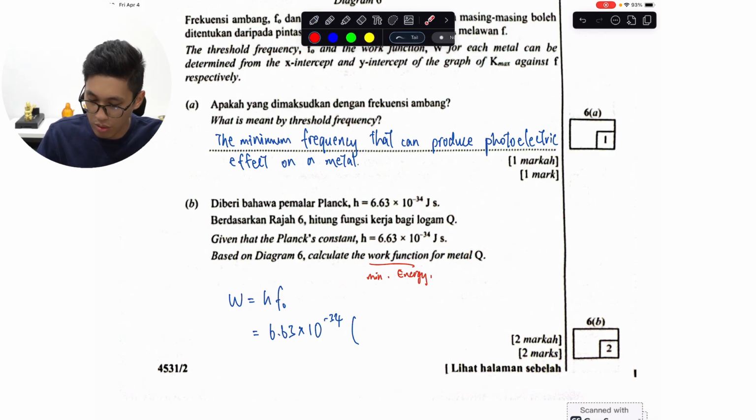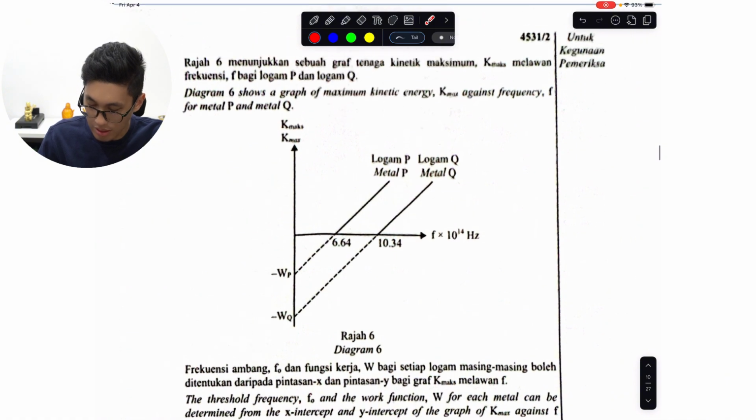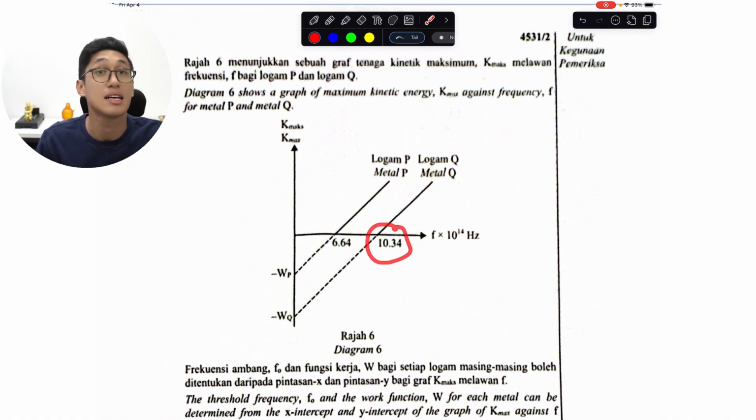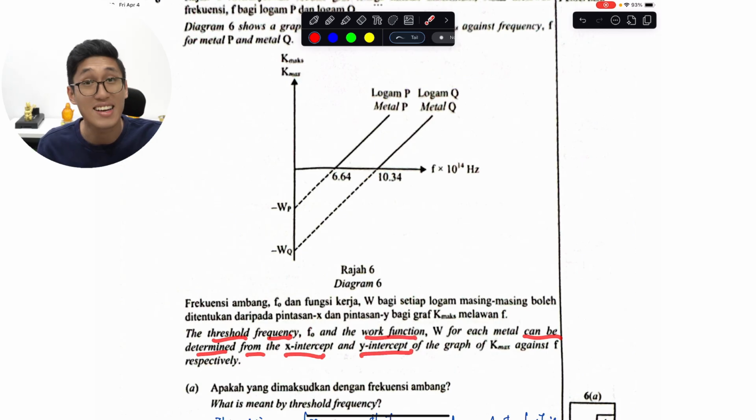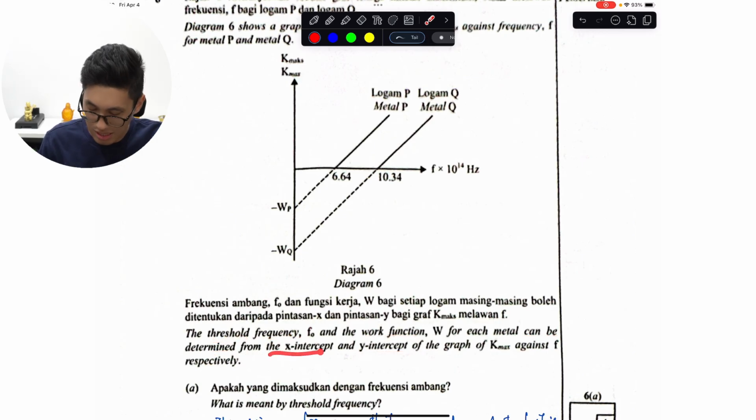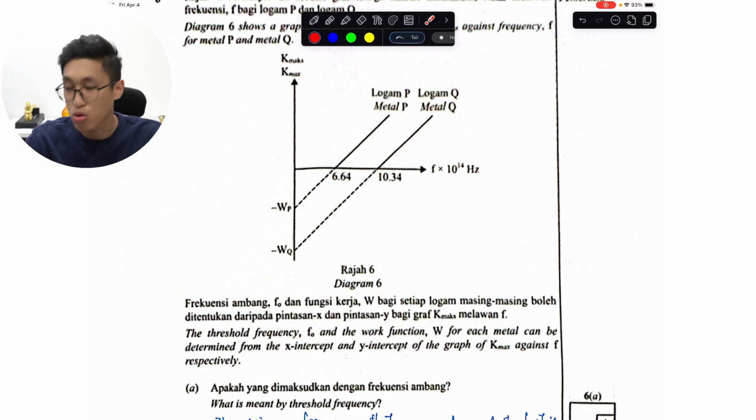You just go back to the graph and you can see this here is the threshold frequency. How do I know this is the threshold frequency? First of all, they told you already. The threshold frequency can be determined from the x-intercept, and the work function from the y-intercept. So the x-intercept means these 2 points. That's the threshold frequency.